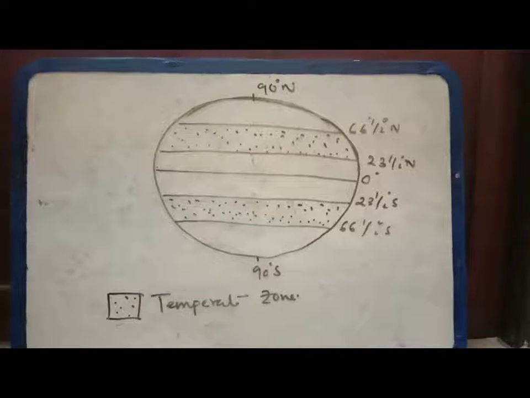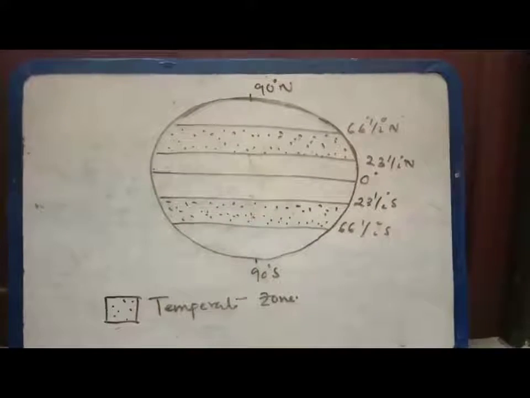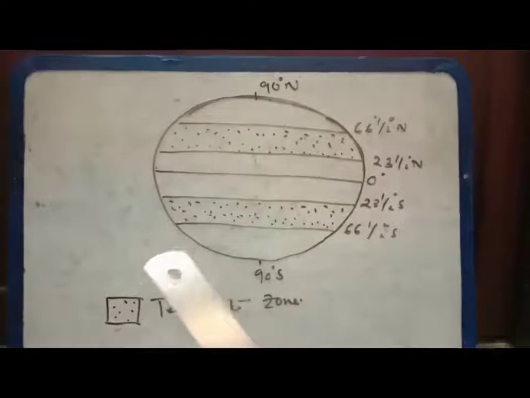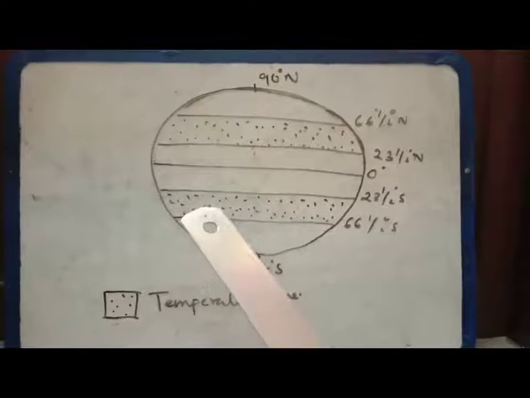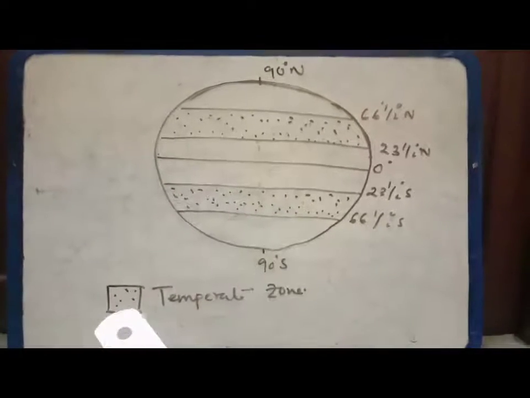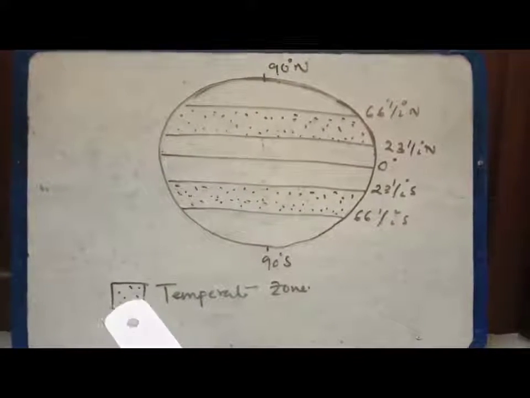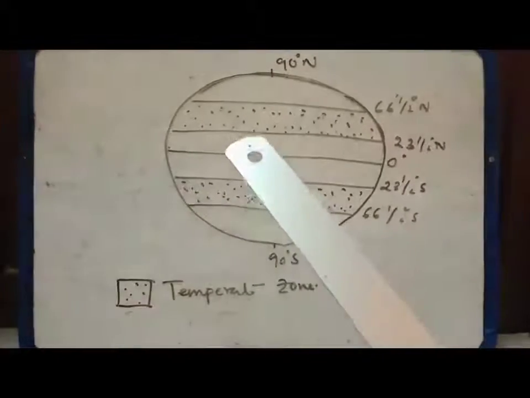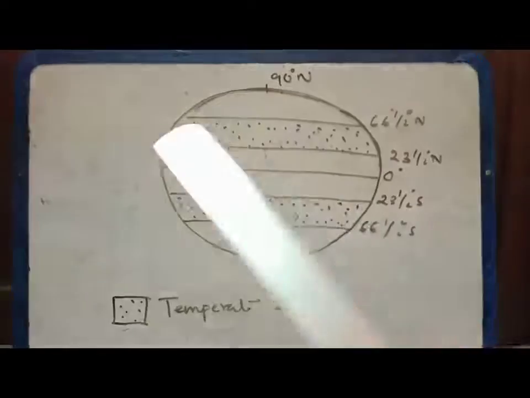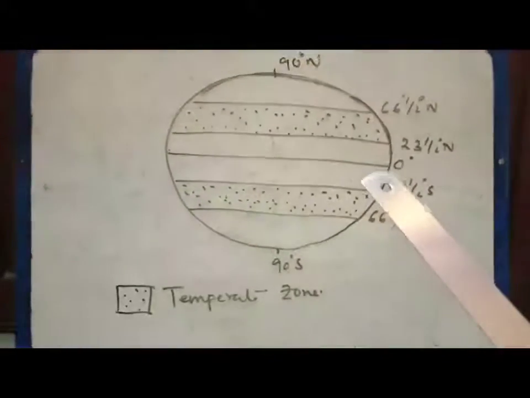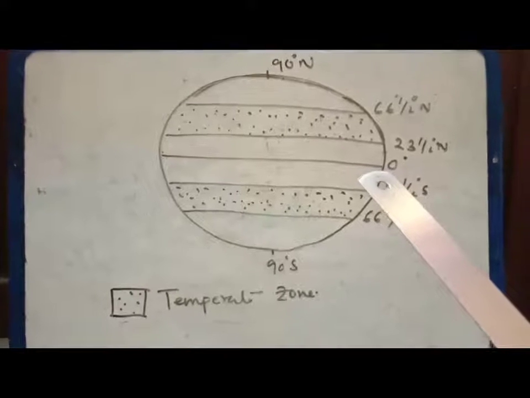Students, you can see I have drawn one picture on the board, and here I have tried to mention the location of the temperate zone. You can see this is the temperate zone. I have given this mark to show where the temperate zone is located. If you consider this is our earth and this is 0 degree, that means it's the equator.